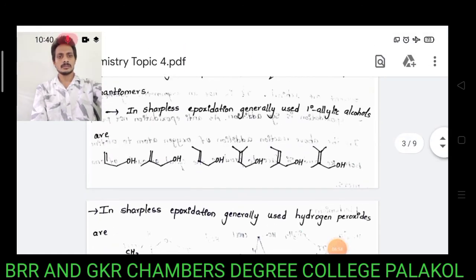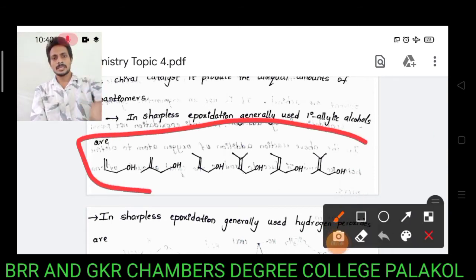Okay, in Sharpless epoxidation, most probably it takes primary allylic alcohols. In most of the cases, it takes primary allylic alcohols. Generally used primary allylic alcohols are these. These are some of the primary allylic alcohols. Okay, the double bond system having monoalkyl substituents, dialkyl substituents. Okay, dialkyl substituents on different carbon atoms, trialkyl substituents.